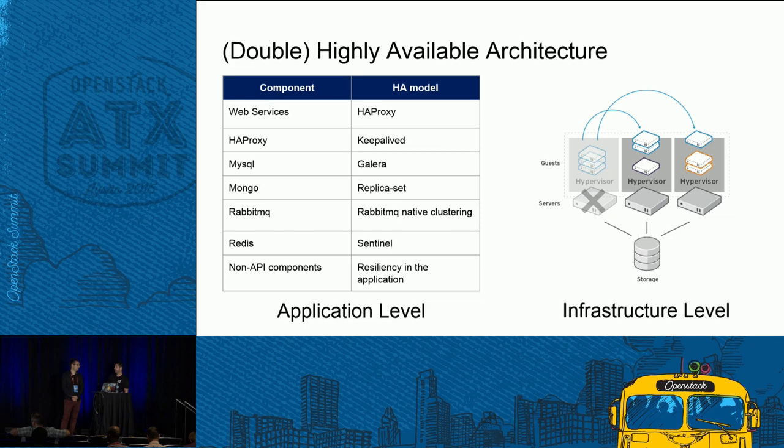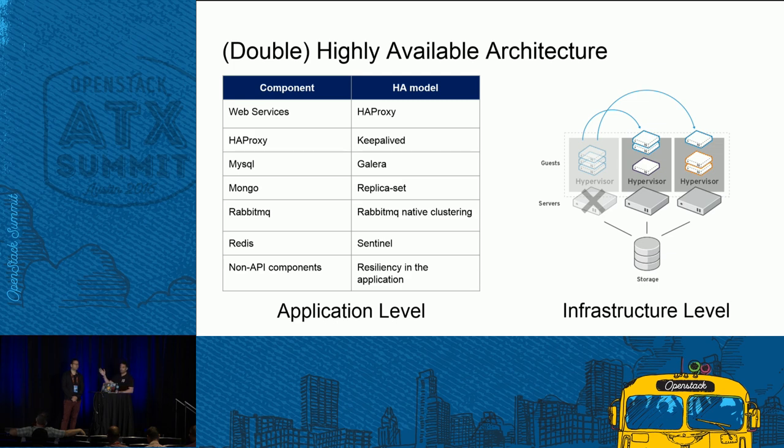Double HA. We leverage the virtual machine HA capabilities of the virtual infrastructure. So if a hypervisor where your virtual machine is running goes down, the virtual machine gets automatically migrated to a healthy hypervisor. So hardware failures are handled. We also configure anti-affinity rules, so we ensure that virtual machines that belong to the same role don't run on the same hypervisor.